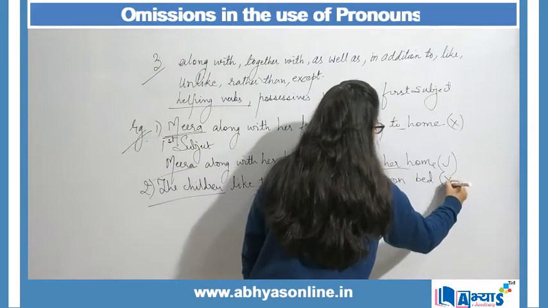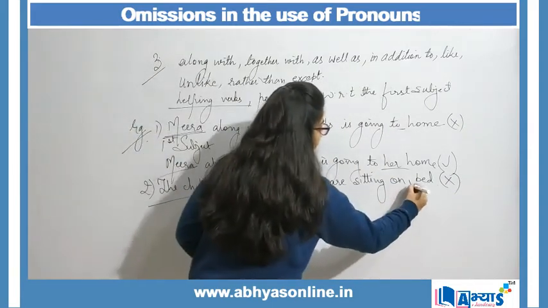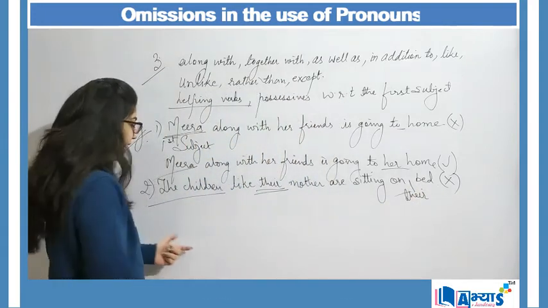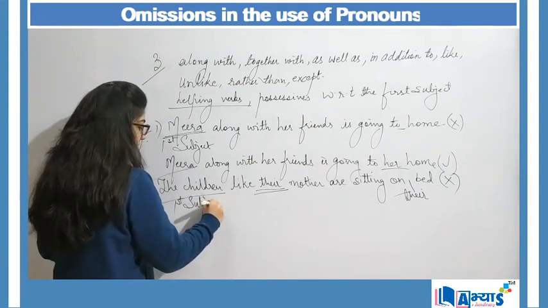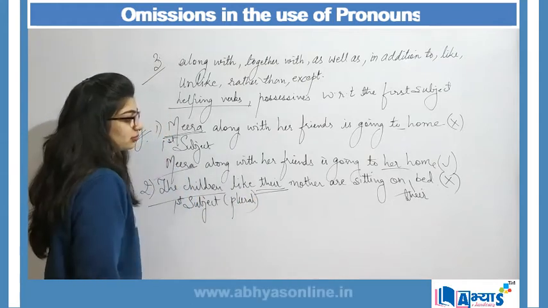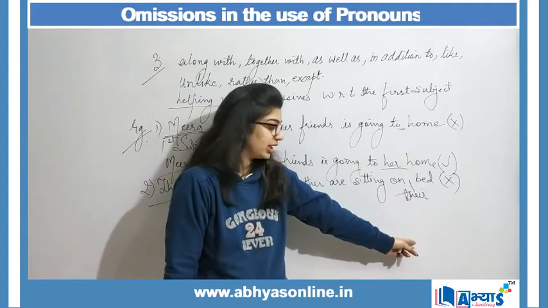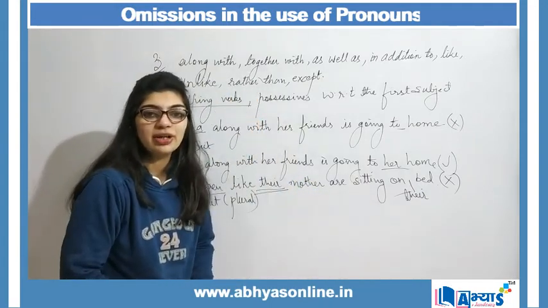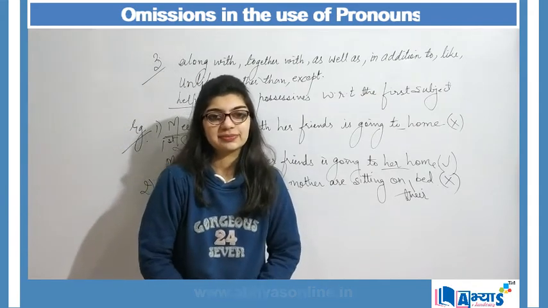Again, this will be wrong. Why? Because for children I will be saying sitting on their bed. Why? Because this is my first subject and my first subject is plural. Therefore, the helping verb will also be plural form. It will take the plural form. So here, this is another rule that we should make sure that we know while using omissions.